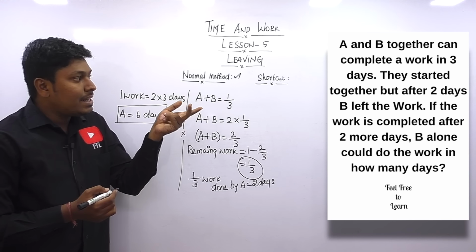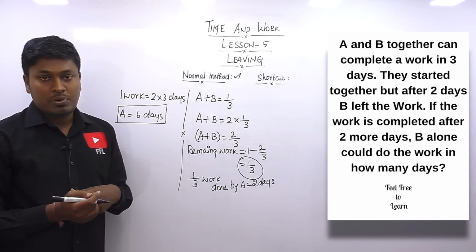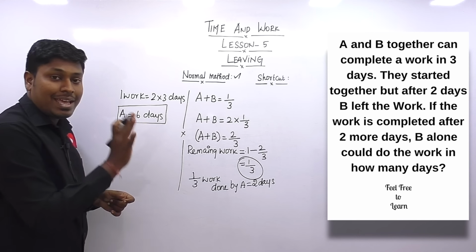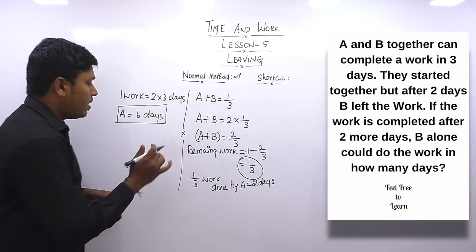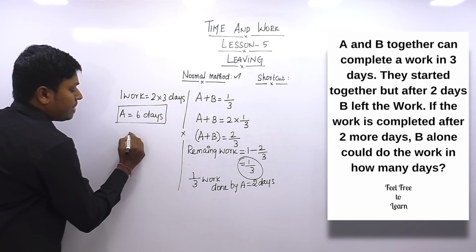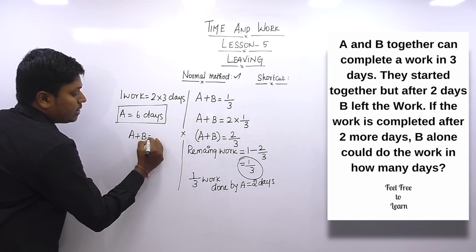But what is our target? B alone, how many days could he complete a job? But we have only found A alone. The question asks how many days B alone takes to complete a job. So we can say that A plus B is equal to 1 by 3.